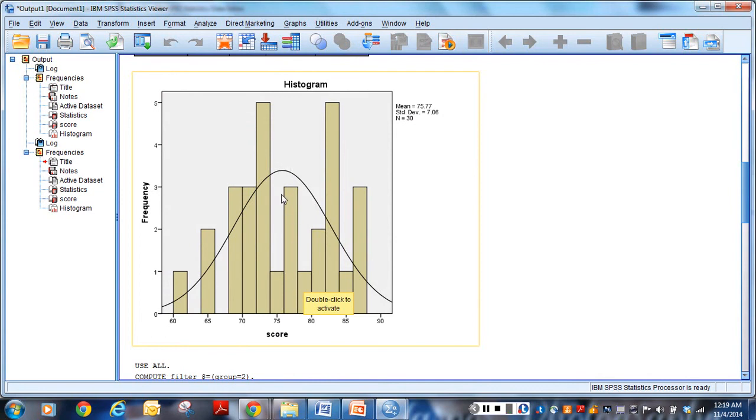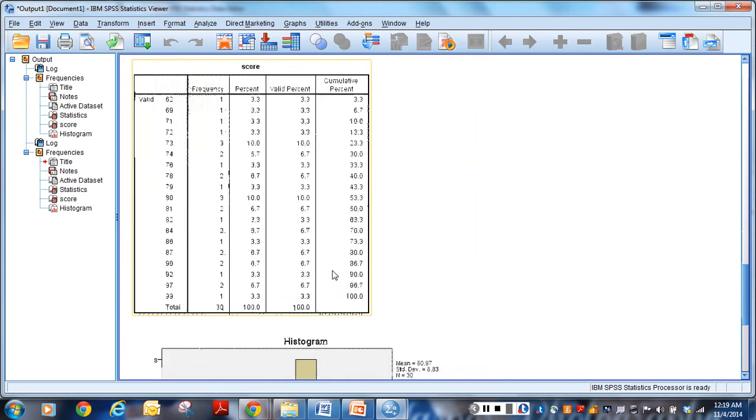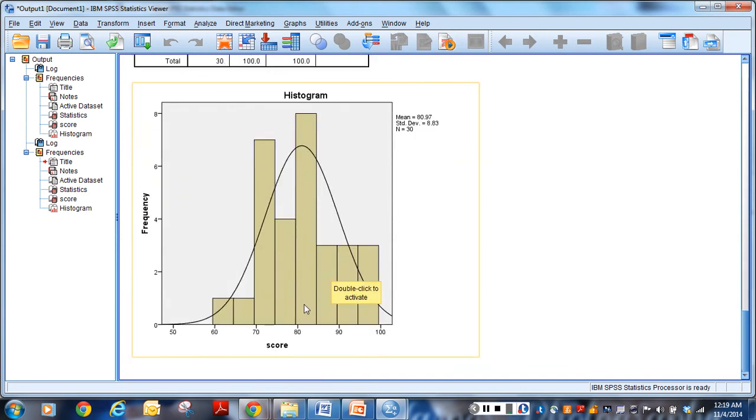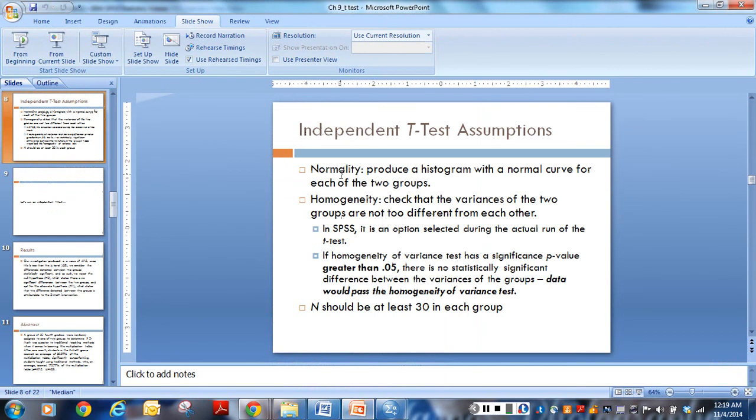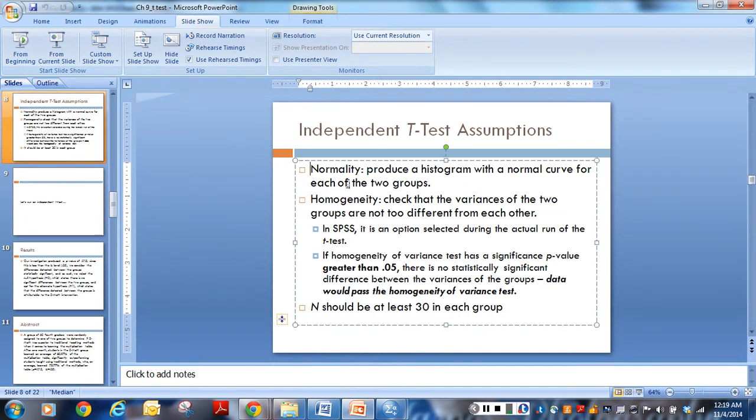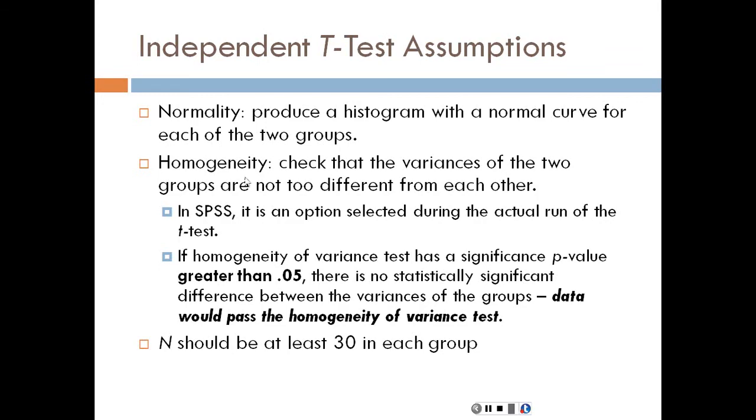Okay, so if you slice this curve vertically down the middle, the left side would resemble almost a mirror image of the right side. And the same thing here. If you slice it down the middle, it's a good resemblance of one another. Okay, so going back to our first assumption, normality, it looks like we have met the assumption of normality.